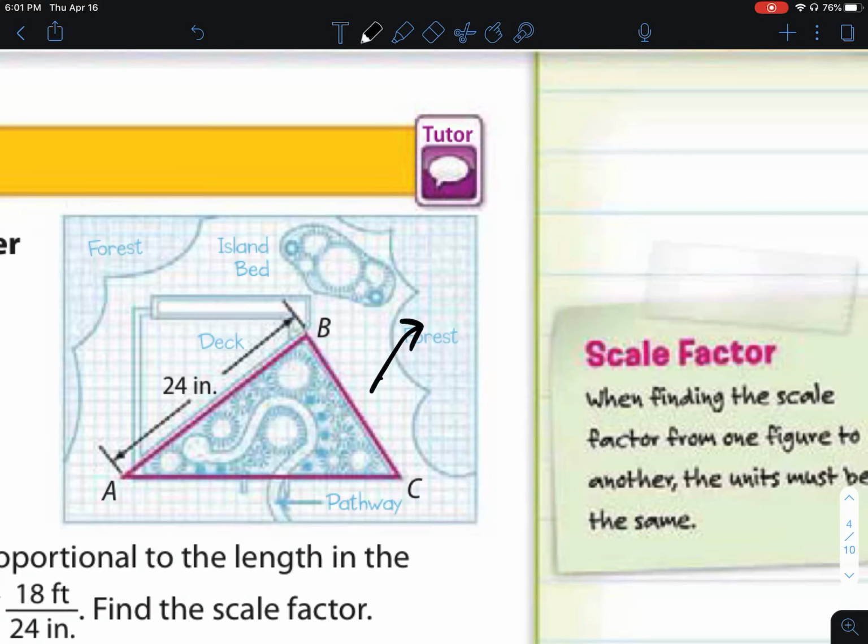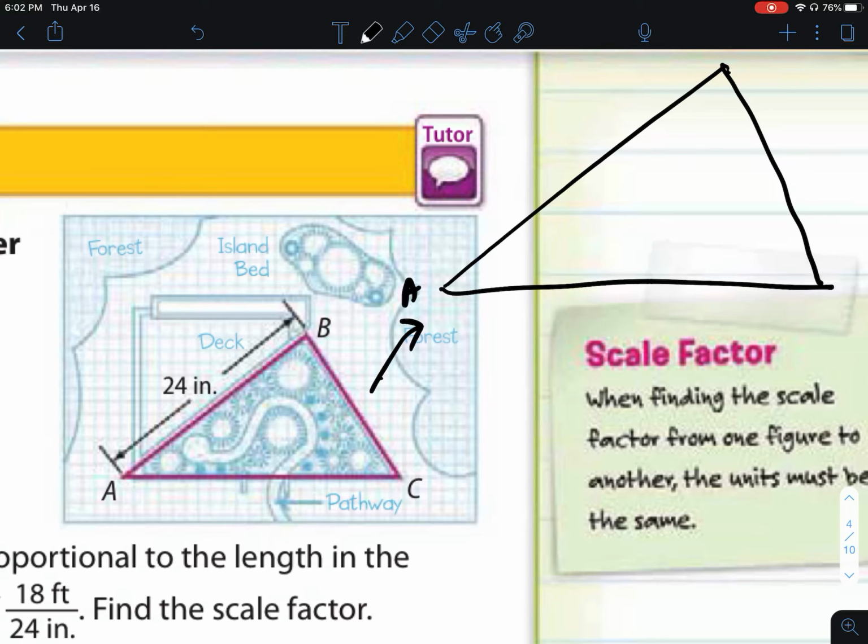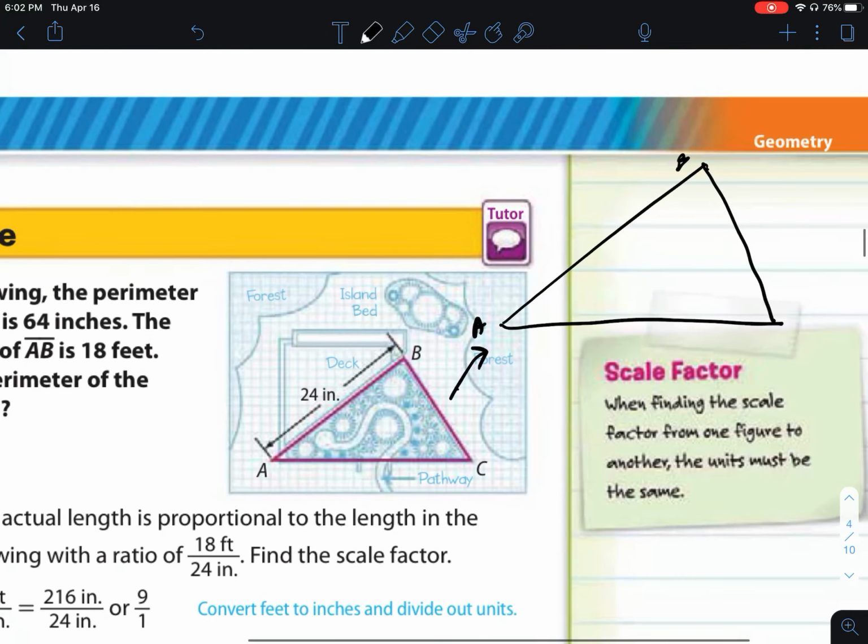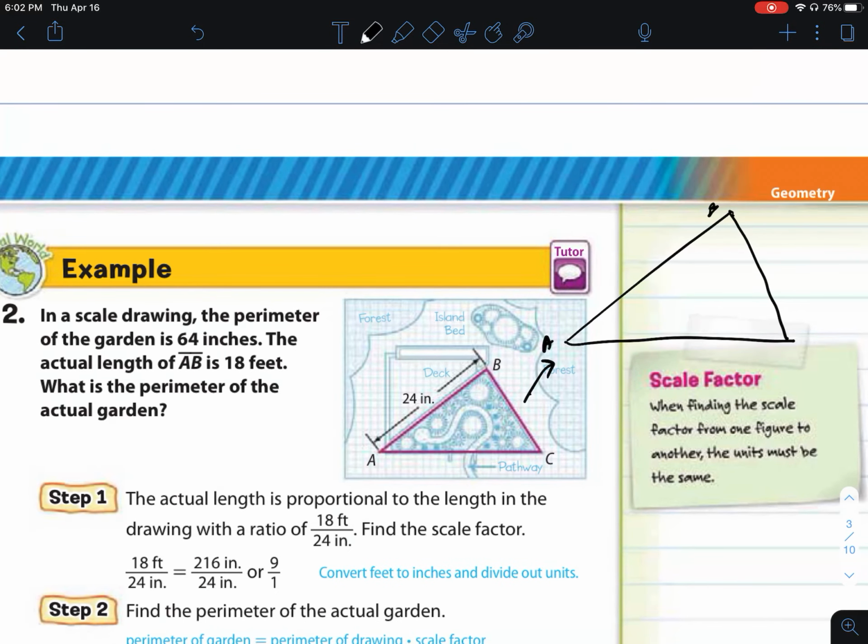And we know that in actual length, way bigger than what I drew, AB is 18 feet. So this is the small figure, and this is our big figure. So the actual length of AB is 16 feet. What is the perimeter of the actual garden? Okay, now what is given? We know that the perimeter of this scale drawing is 64 inches.